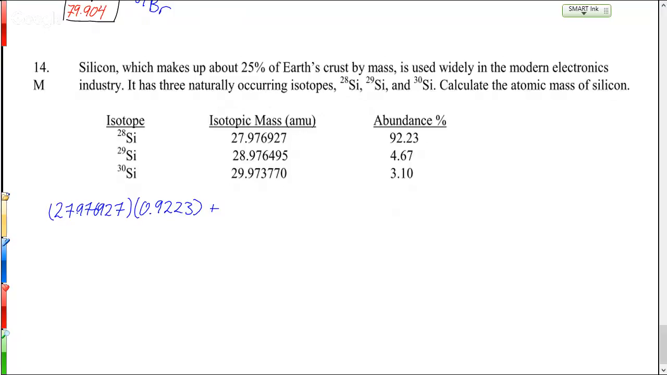Like that, so you'd weight that 92%. The next one, 28.976495, gets weighted 4.67%. And then the last one gets weighted 3.10%.